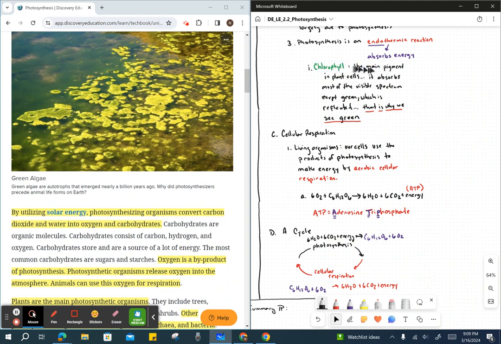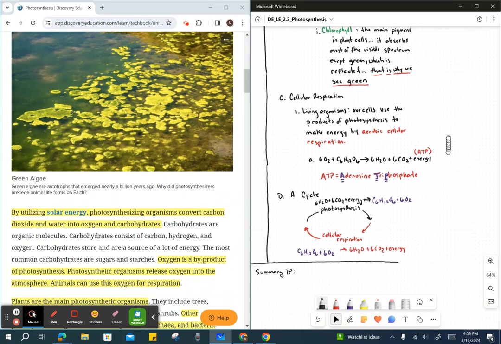But chlorophyll, the main pigment in plant cells, absorbs most of the visible spectrum except for green. Chlorophyll doesn't absorb green, so it reflects it. And that's why you and I see the green when we look at leaves and grasses. They appear green because the plants are not absorbing the green light frequencies.